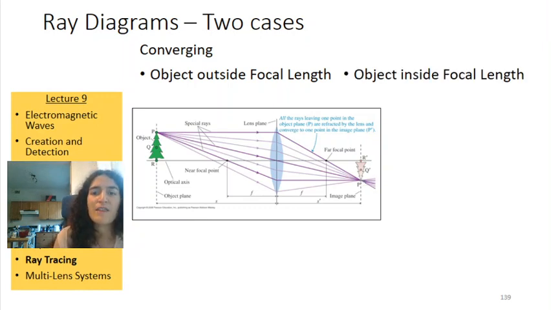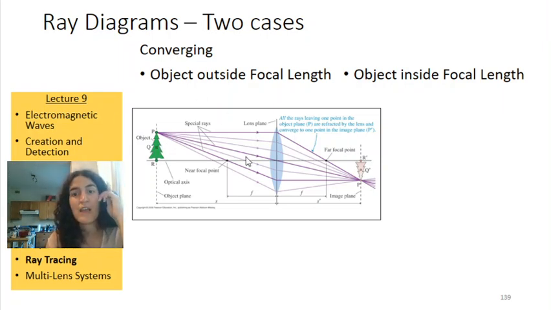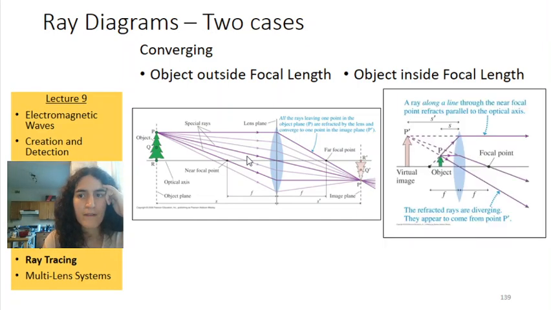So this is what the ray diagram would look like whenever I have the object outside the near focal point. But what's going to happen if I move that object inside the near focal point? So what if this Christmas tree was actually in front of the near focal point? So now let's draw those 3 special rays again. So now I need a parallel beam. It's going to go through the far focal point. A beam that goes through the center continues out without bending.